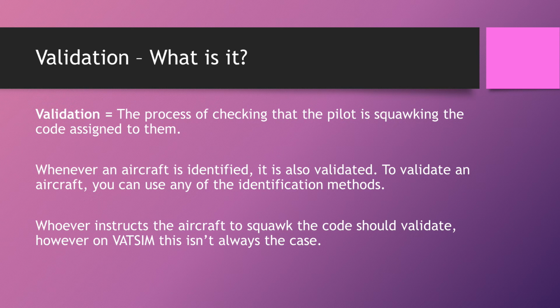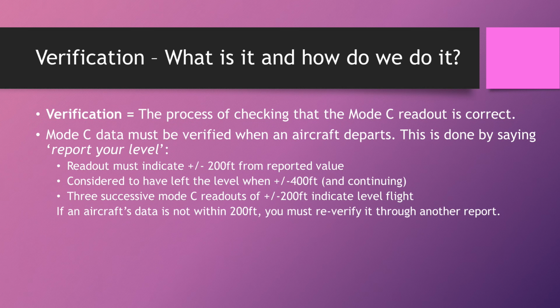Now, whoever instructs the aircraft to squawk the code should validate it, but on VATSIM this isn't always the case. So if Tower tells the departure to squawk a code, they should validate that aircraft and check that it's actually squawking the code. We don't train our tower controllers to do this, so basically S3s and above always do it. So that's the reason you'll always be told to ident on departure on VATSIM. So that's validation done. Let's move on to verification.